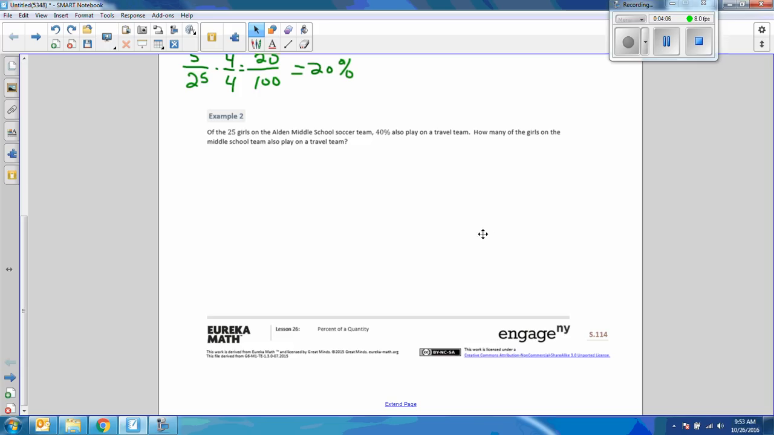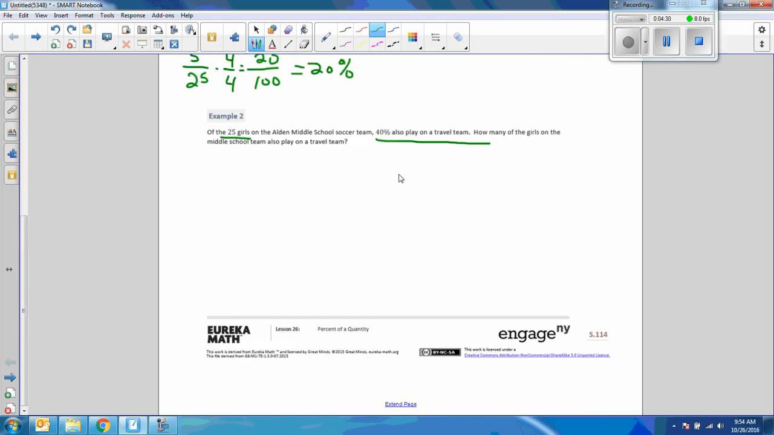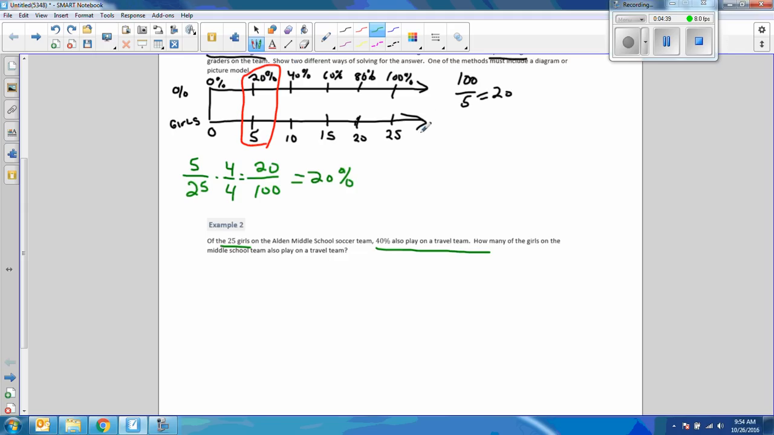Example 2 says, of the 25 girls on the Alden Middle School soccer team, 40% play. So of the 25, 40% also play on a travel team. How many of the girls on the middle school team also play on a travel team? So there's 25 girls on the middle school soccer team. Okay? And 40% of them also travel. So what is the answer to that? Well, we can do this again.